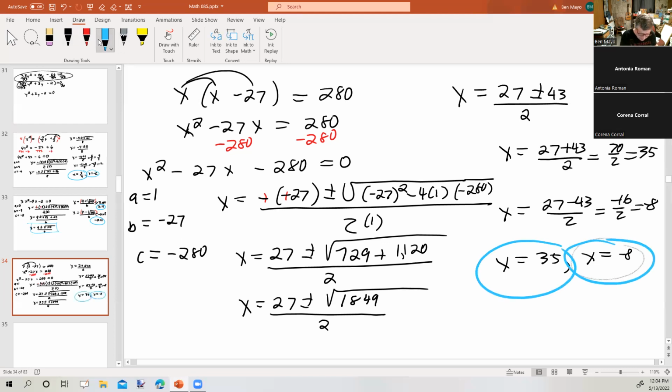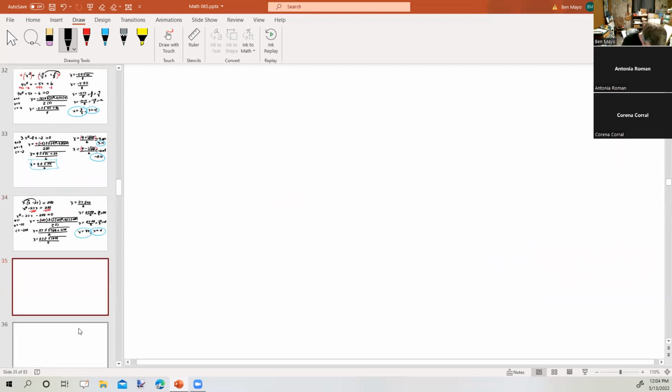So we've got those two solutions. Let's see here. Let's do this one. 2x squared plus 0.1x equals 0.04. All right. So first two moves, get it in standard form and clear the decimals.